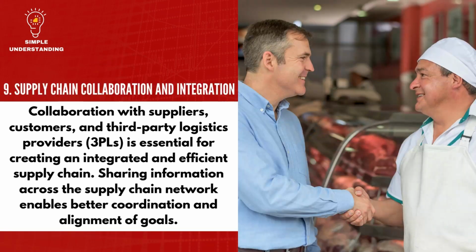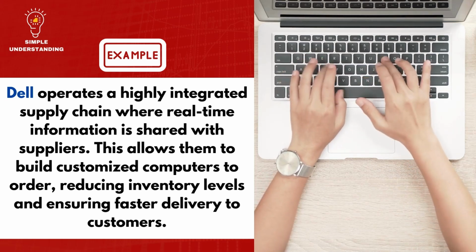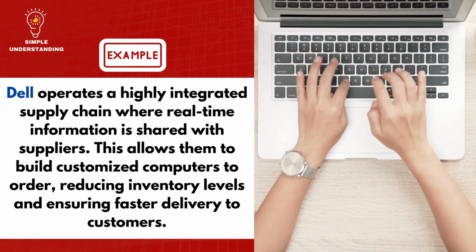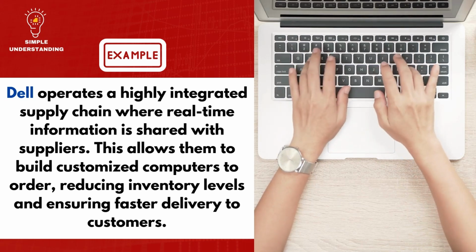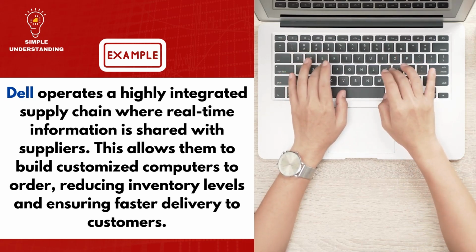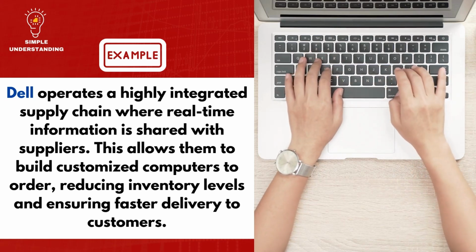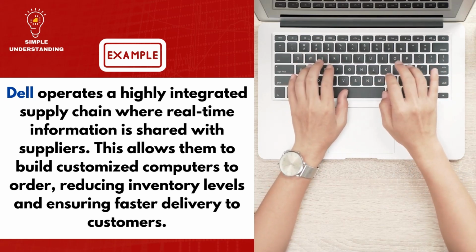9. Supply chain collaboration and integration. Explanation: Collaboration with suppliers, customers, and third-party logistics providers, 3PLs, is essential for creating an integrated and efficient supply chain. Sharing information across the supply chain network enables better coordination and alignment of goals. Example: Dell operates a highly integrated supply chain where real-time information is shared with suppliers. This allows them to build customized computers to order, reducing inventory levels and ensuring faster delivery to customers.